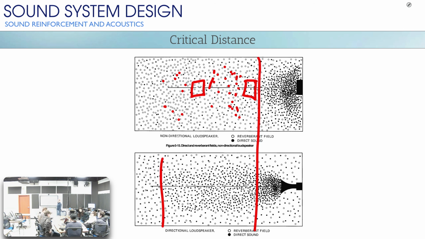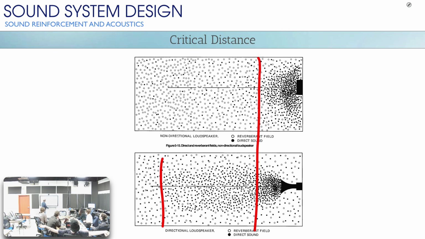So can anybody think of anything else we could do to increase critical distance besides adding loudspeakers? Anything else? Think like an acoustician for a moment. If you're an acoustician who doesn't have loudspeakers, change the walls. Very good. If I'm an acoustician, I don't know anything about loudspeakers, and I don't know that you can put horns on them and keep the sound off the walls. All I know how to do is change the walls, then yeah, I could change the walls, right?